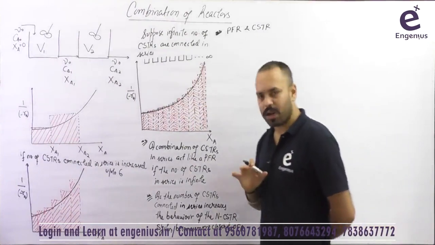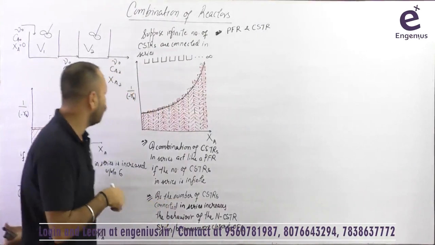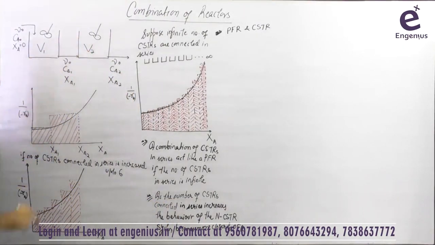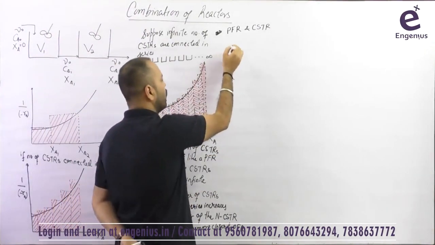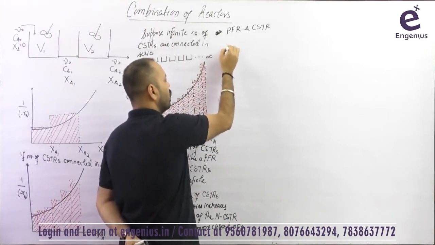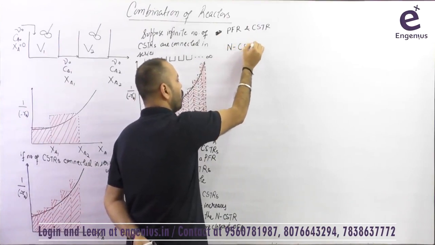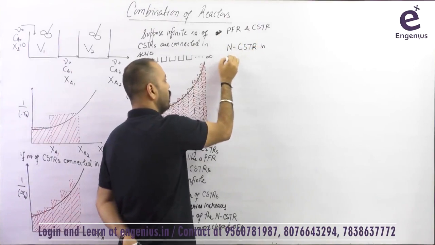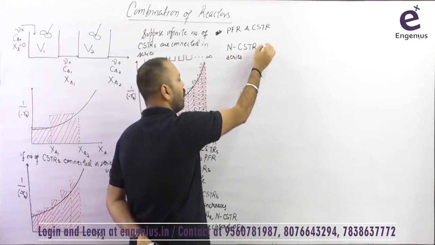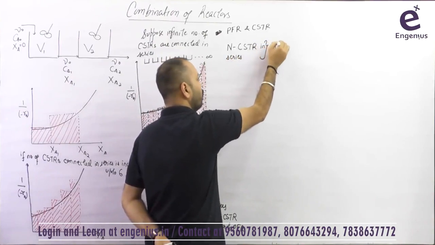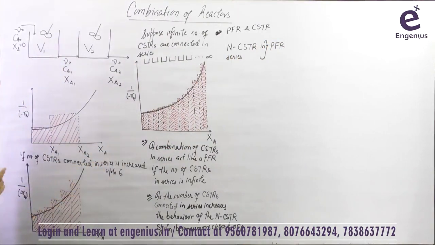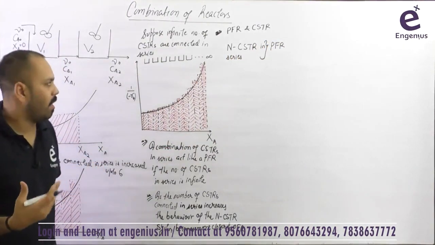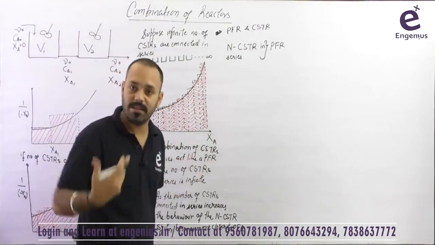That was the selection of reactor topic. So selection of reactor, maine isko kaafi detail mein discuss kar liya. Now what I'm saying is that a system of CSTRs connected in series is behaving like a PFR, behaving closer to the PFR. Fine. I'm saying that this system of N CSTRs in series is behaving like a PFR. Of course, it will be exactly like a PFR when n is infinity. But if n is finite, at least it is more PFR than a CSTR. Getting my point?